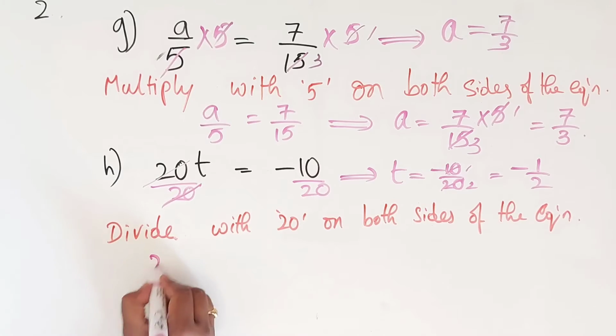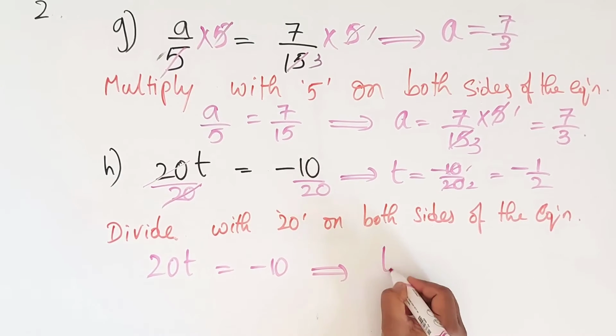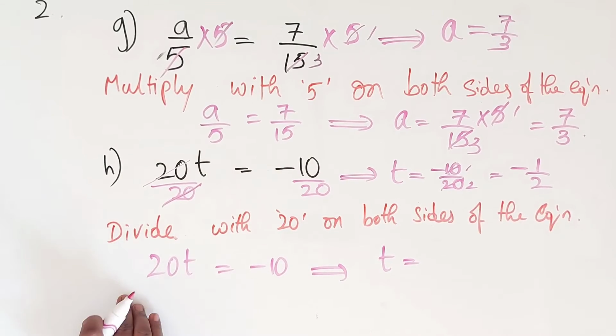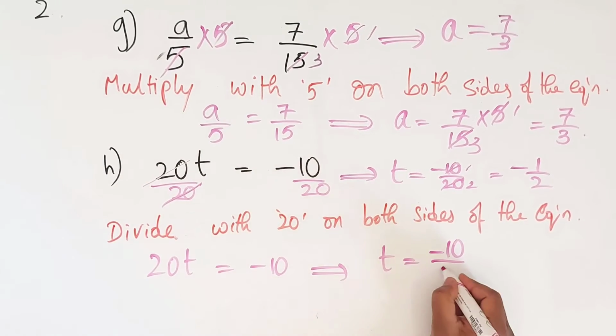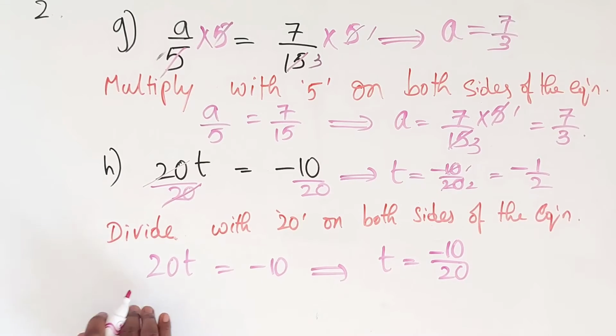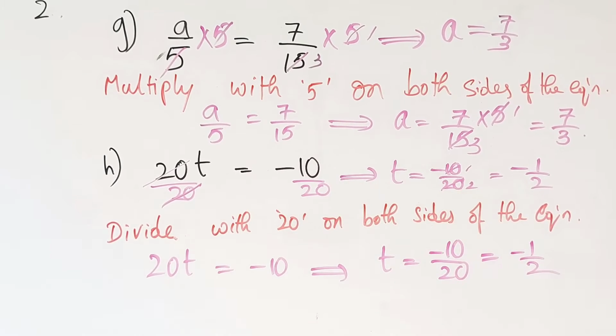Now we'll do it directly. 20t equal to minus 10. Right? We want t only. We don't want the number, so send it to the right hand side. Minus 10 divided by 20. It is multiplying here. When you send it to the right hand side, it will divide. 10 1s are 10, 10 2s are 20, so minus 1 by 2 here also, children.